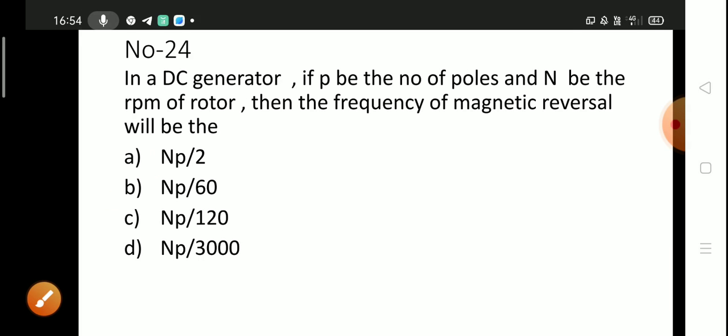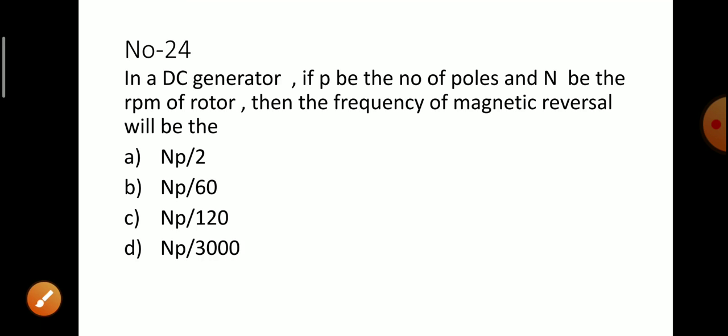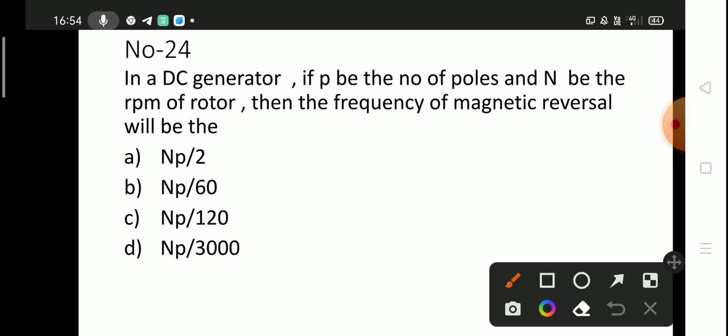And the right answer is C. Mica. Question number 24. In a DC generator, if P be the number of poles and N be the RPM of rotor, then frequency of magnetic reversal will be: A. NP by 2, B. NP by 60, C. NP by 120, D. NP by 3000. And the right answer is C.